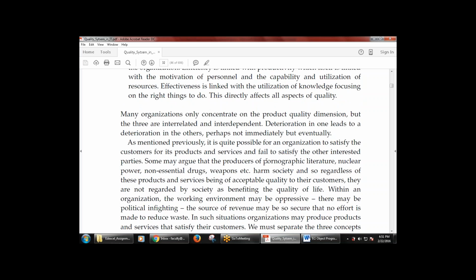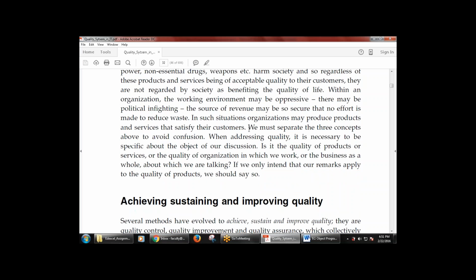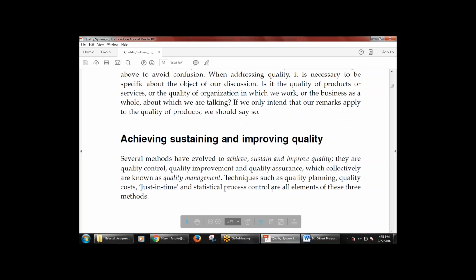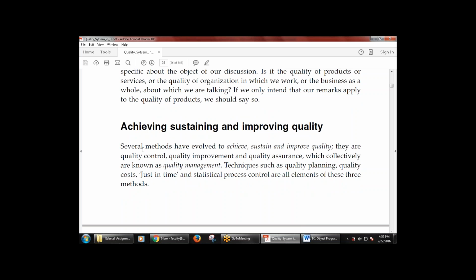And as mentioned previously, it is not possible for an organization to satisfy the customer for its product and services and fail to satisfy the other interested parties also. Now, how to achieve, sustain and improve the quality? That is how to achieve the quality, how to sustain the quality and how to improve the quality. There are several methods that have been involved to achieve, sustain and improve the quality, that is, how the attainable quality will be achieved and sustained.